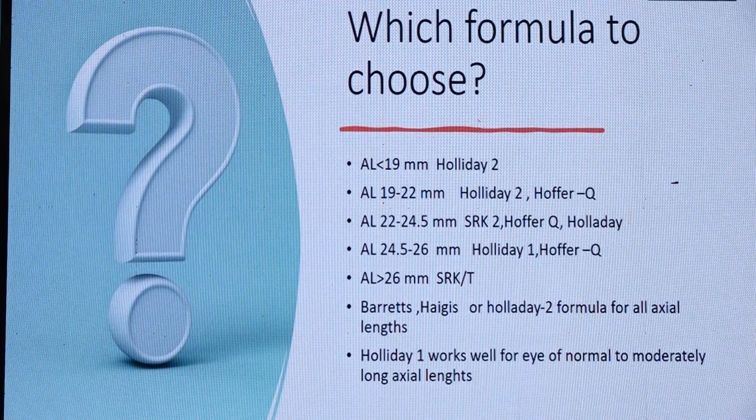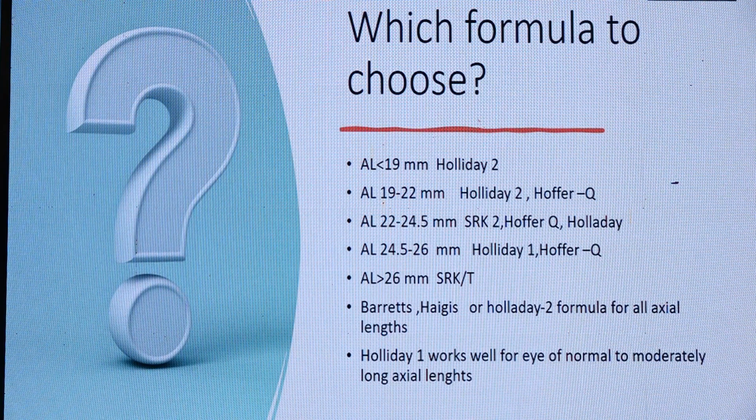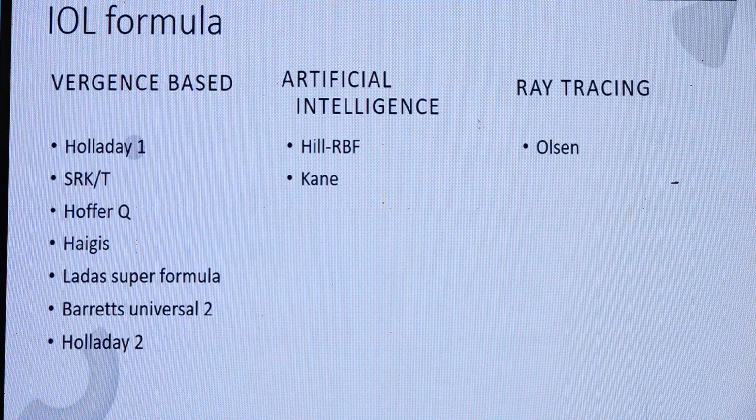Nowadays it's Barrett's Universal 2, which is really useful to us. It addresses all axial lengths, and we can get predictive results in patients with all axial lengths. Barrett's Universal 2 comes under the vergence-based formulas. Now we also have Hill RBF and ray tracing formulas like Olsen available in our armamentarium.